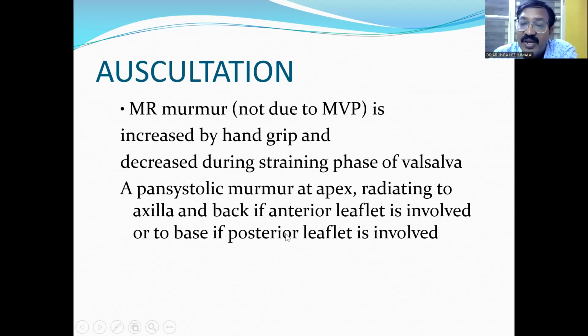During straining, venous return is decreased, so the patient may not have a regurgitation murmur. It will be a forward flow, and the patient may not have a murmur. The murmur will decrease.